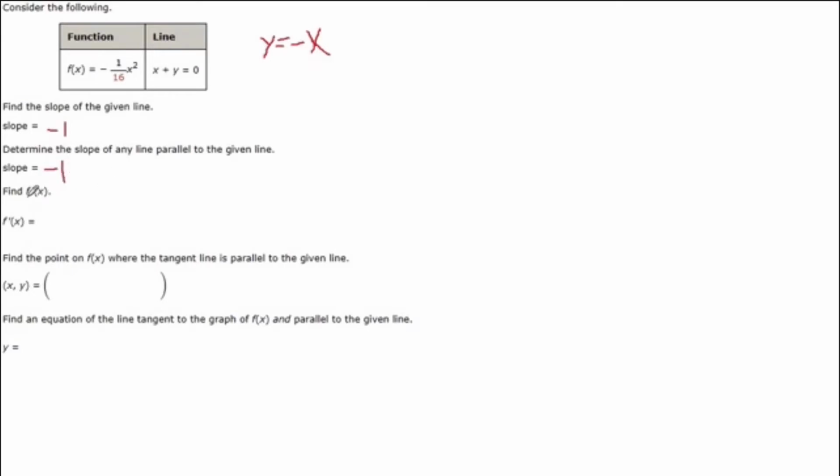Next thing we need to do is find f prime of x, which is the derivative, so we'll just go ahead and use the chain rule here. We have negative 1/16 x squared.